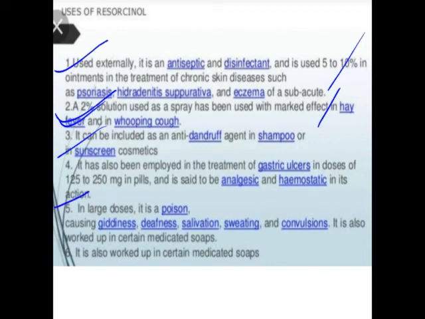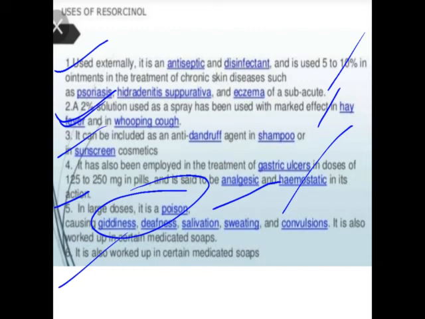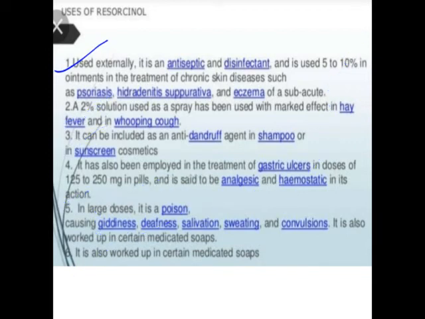Next use, in case of gastric ulcer, it can be used in the pills. So it acts as a hemostatic as well as the analgesic. So त्यामध्ये सुद्धा याचा वापर होतो. जनरली हे लार्ज डोस मध्ये पॉइझन असते. आणि काही मेडिकेटेड सोप जे आहेत त्या मेडिकेटेड सोप मध्ये सुद्धा रिसॉर्सिनॉलचा वापर केलेला असतो. दीज आर सम युजेस ऑफ दी रिसॉर्सिनॉल.